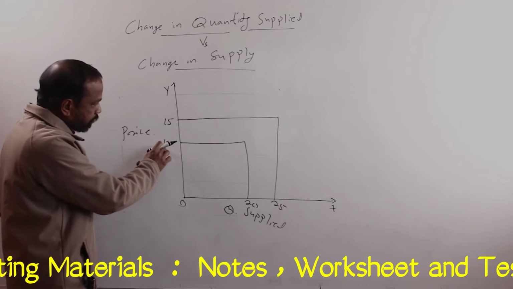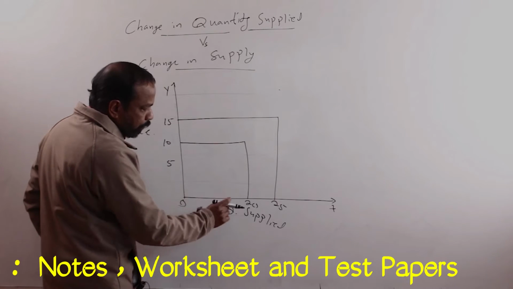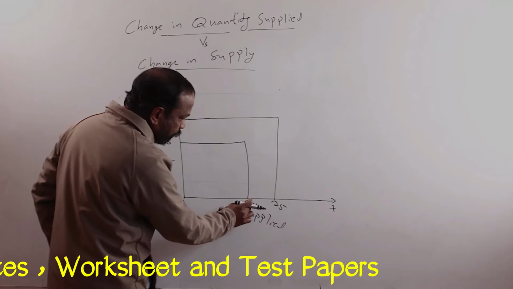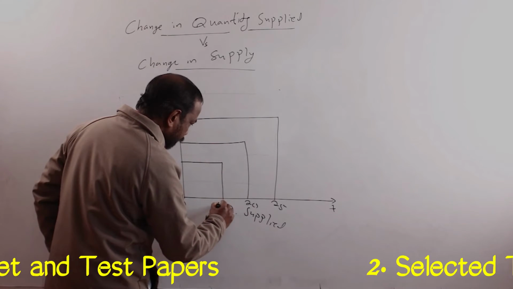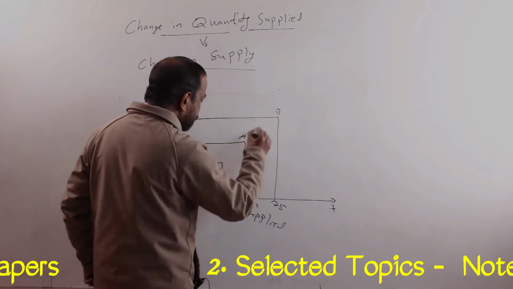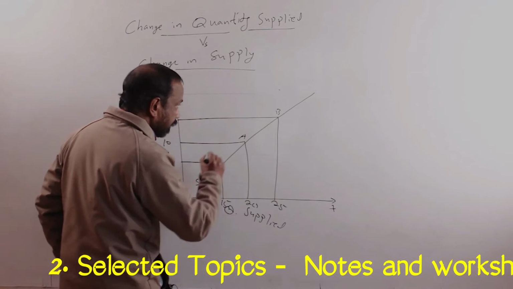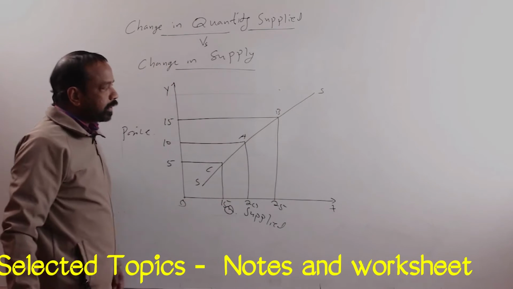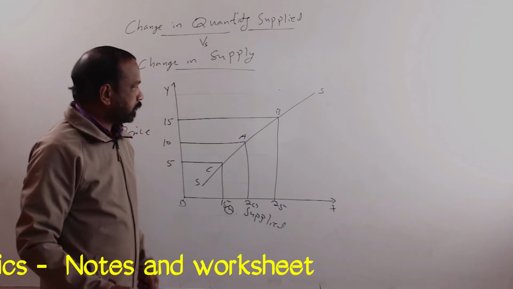Next, the price is going to fall from 10 to 5. Then what is going to happen? Our quantity supplied is going to fall from 20 to 15. Now we get some points; we can say this is A, this is B, this is C. So we join them and we get a supply curve. This is called a supply curve. We know that a supply curve slopes upward.